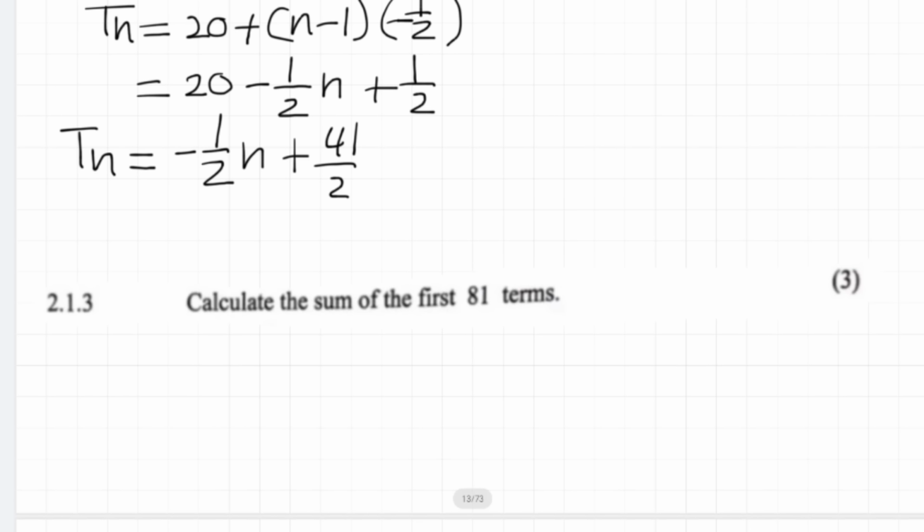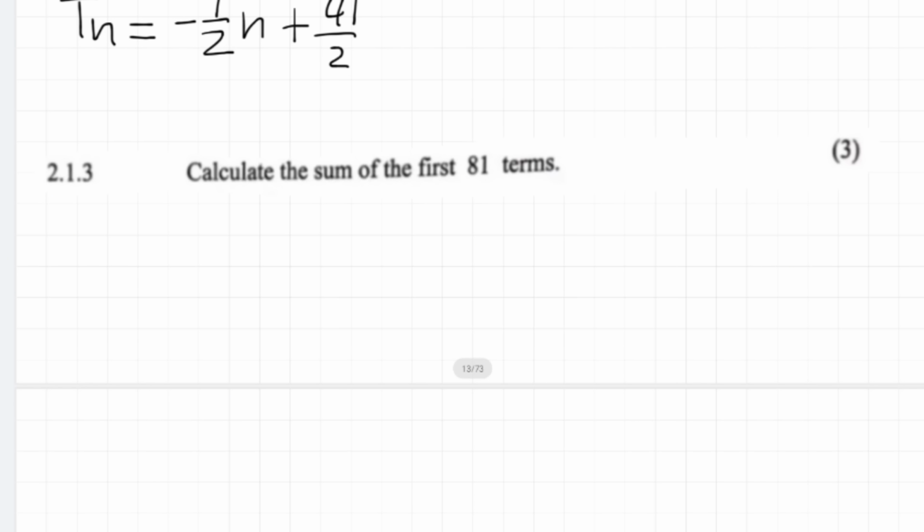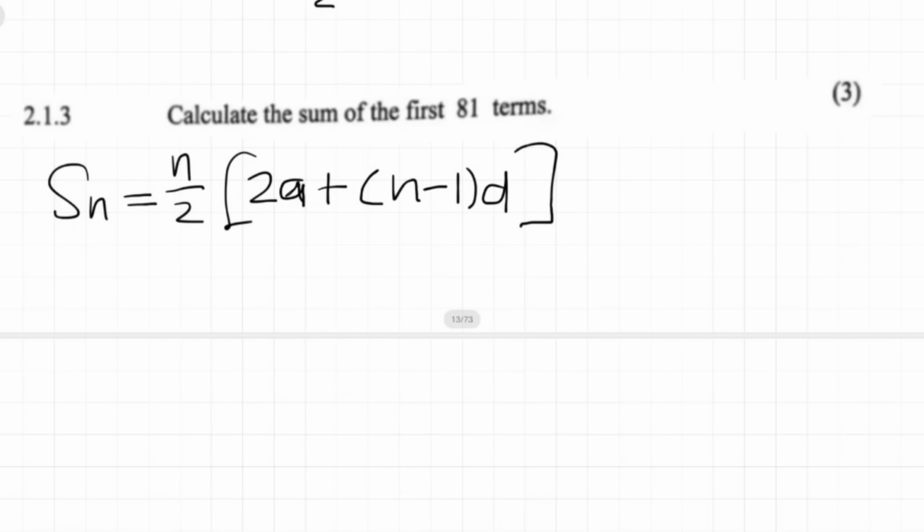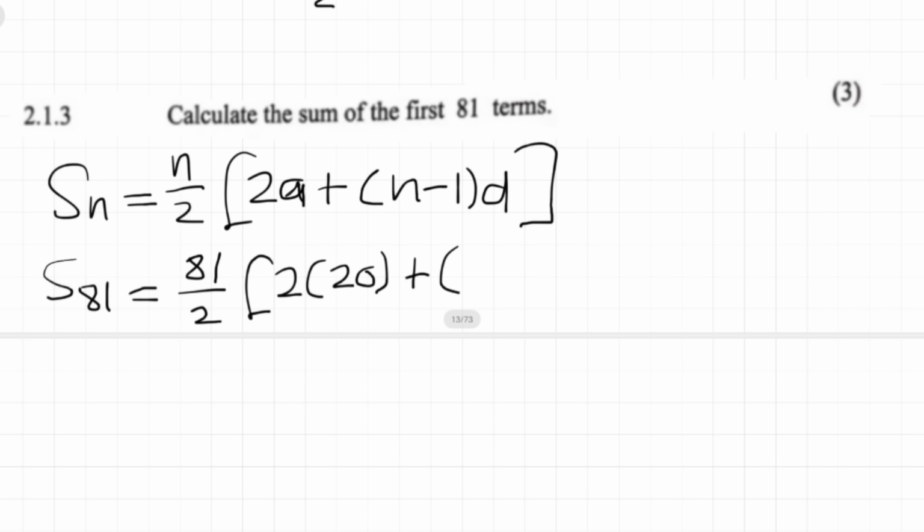They say calculate the sum of 81 terms. So we already have the difference, we already have the number of terms and all those kinds of stuff. So we can just make use of our formula. We know that the sum formula is as follows, just like that. So we're looking for the sum of 81 terms. The number of terms is going to be 81 divided by 2, and then the first term is 20, plus the number of terms, 81 minus 1, times the difference. Don't forget, the difference is negative 1 over 2. Forget this negative, you're going to get it wrong.